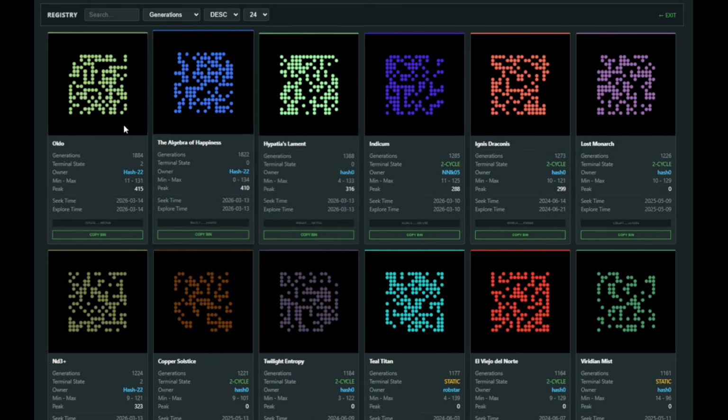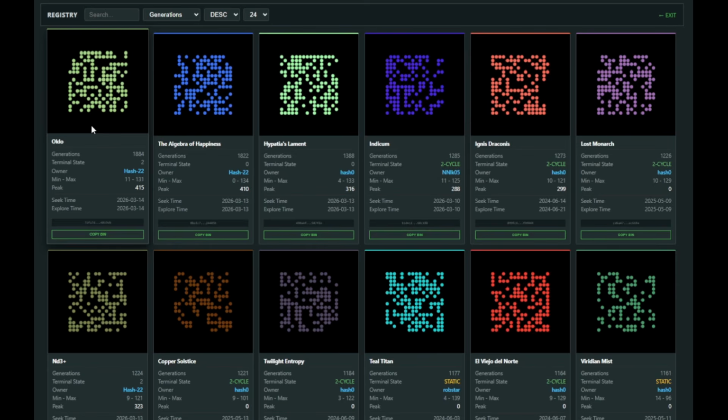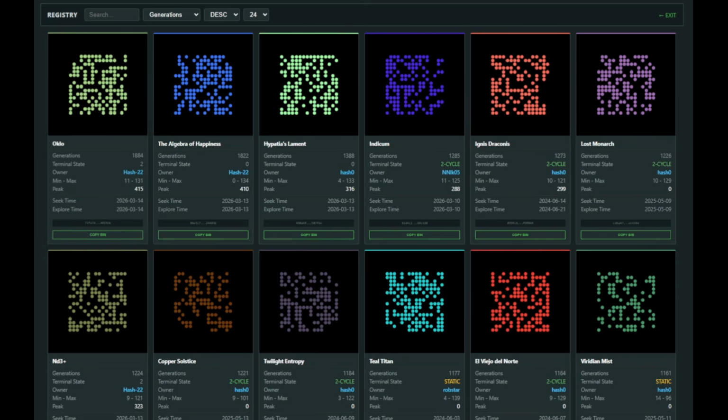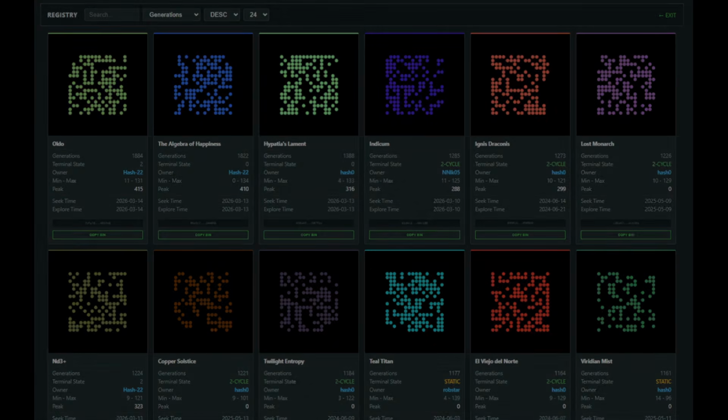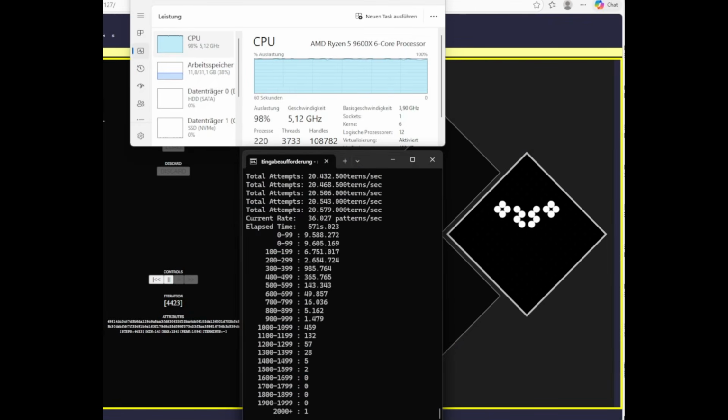Not only was I able to quickly find patterns that are even longer lived than Indicum, patterns with generational count above 1300, 1400 and even more are nowhere near as rare as I thought. The currently longest running known pattern, Oklo, has 1,884 unique generations and was found after looking at about 100 million patterns. This in its own right would actually have been a moderately interesting discovery, for it clearly disproved the hypothesis that longevity is bound by 5 times the space. But then something utterly bizarre happened.